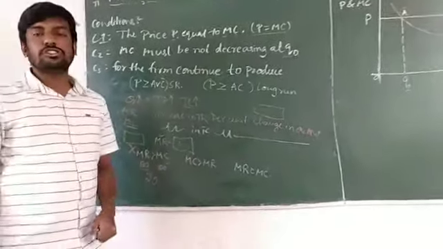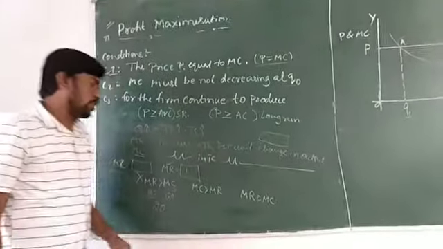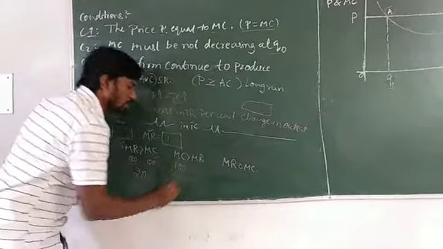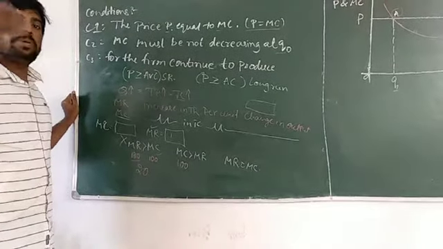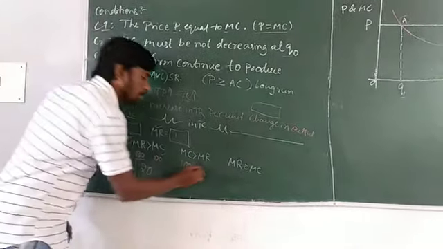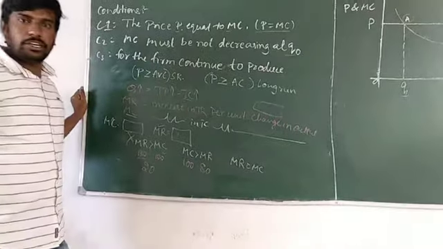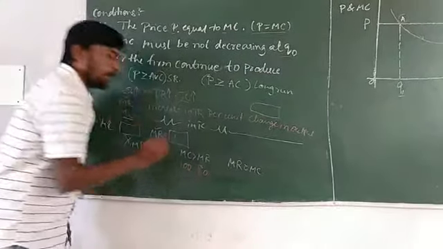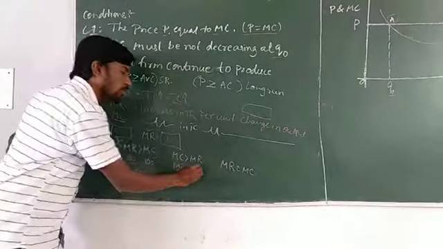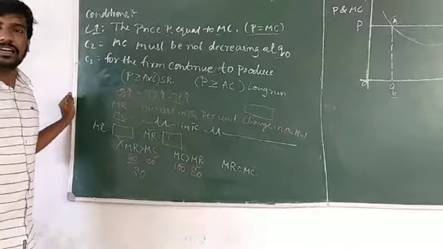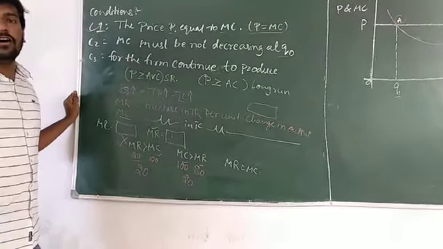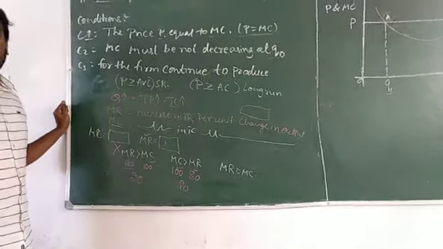Next one is marginal cost greater than marginal revenue. Suppose the firm spends 100 rupees as marginal cost to produce one additional unit of a commodity. By selling that in the market, the firm earns only 80 rupees. So here, to produce an additional unit, they are spending 100 rupees. By selling the commodity in the market, they are getting just 80 rupees. Here, the firm experiences a 20 rupee loss by producing that additional unit of a commodity.